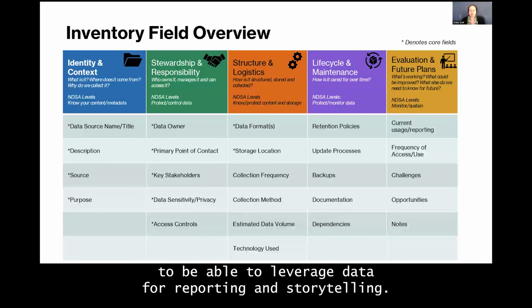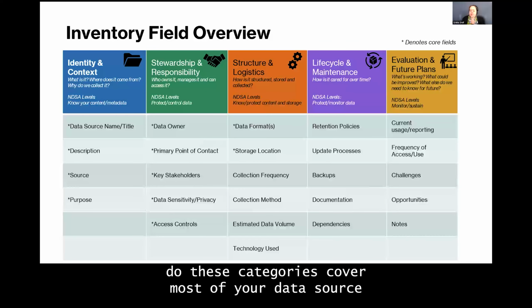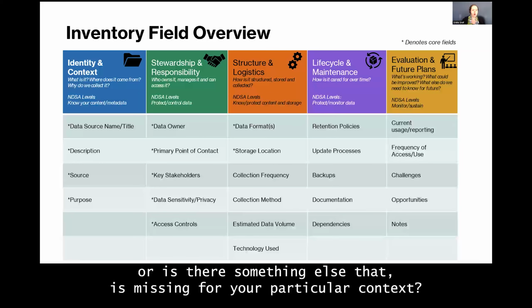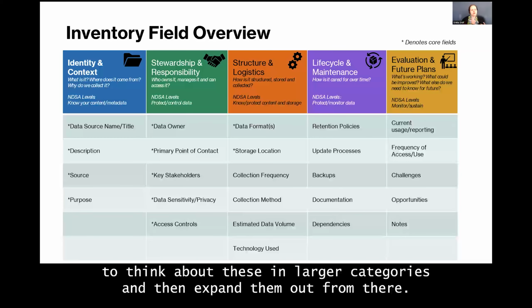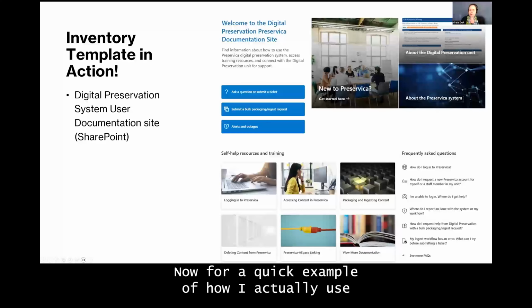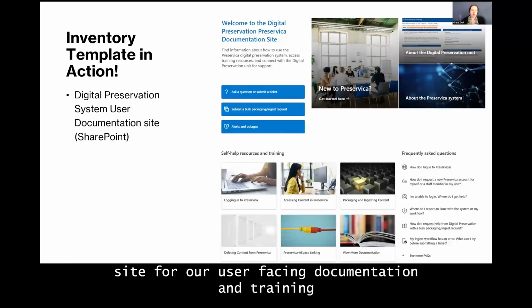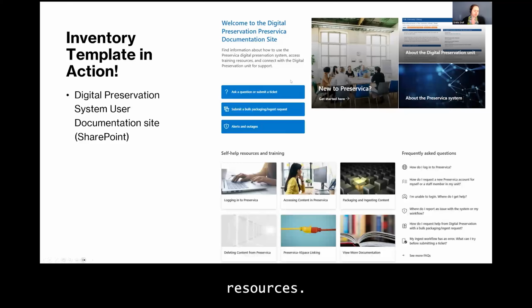So if you take a moment to think about your own environment, do these categories cover most of your data sources, or is there something else that is missing for your particular context? But I think it's really helpful to think about these in larger categories and then expand them out from there. So now, a quick example of how I actually use the template for one particular data source, which is our SharePoint site for our user-facing documentation and training resources.